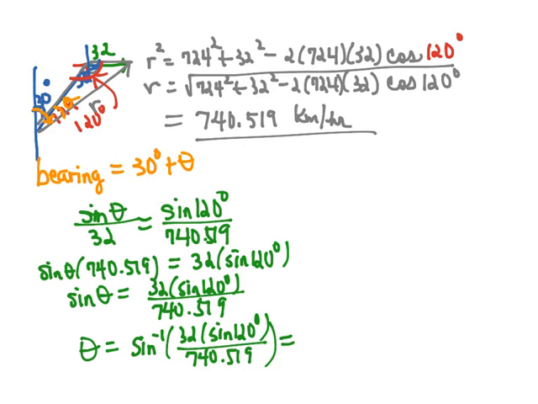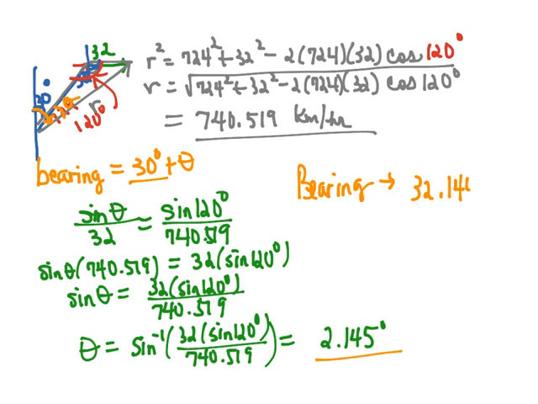And we can enter that on our calculator and get that theta is approximately 2.145 degrees. So our bearing, which would be the direction the plane is actually flying, would be 30 plus the 2.145. So our bearing is 32.145 degrees, and that's the direction of our plane.